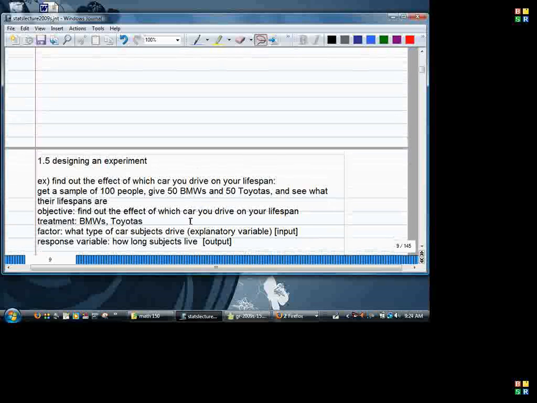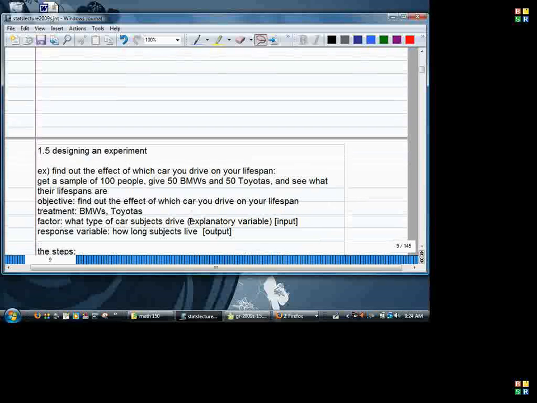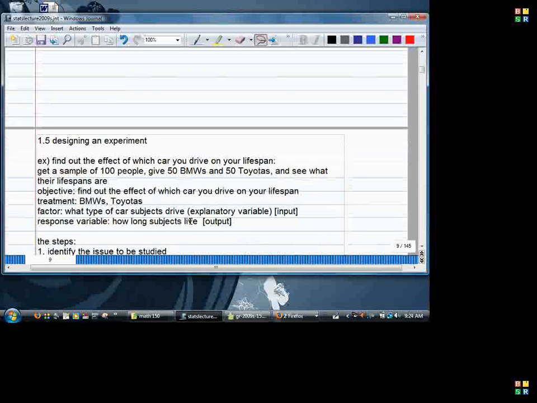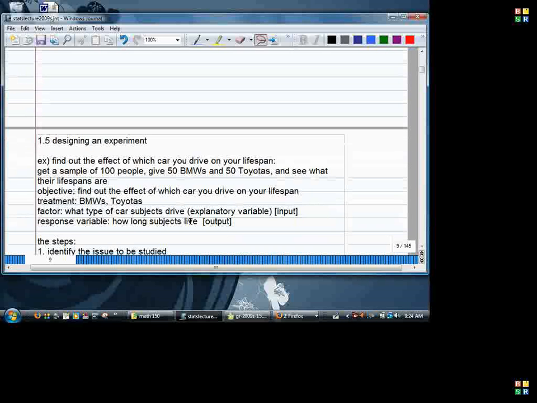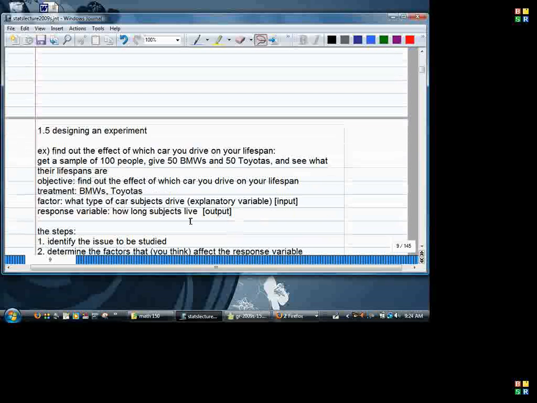Okay. So, in general, what are the steps to doing an experiment? Well, this is in the real world. If you're a scientist and you're like, I'm going to do an experiment: first, you have to say, here's what I'm going to do an experiment about. You have to identify the issue that you're going to study. Number 2, you determine the factors that you think affect the response variable. So you're saying, I want to test a particular input-output relationship.